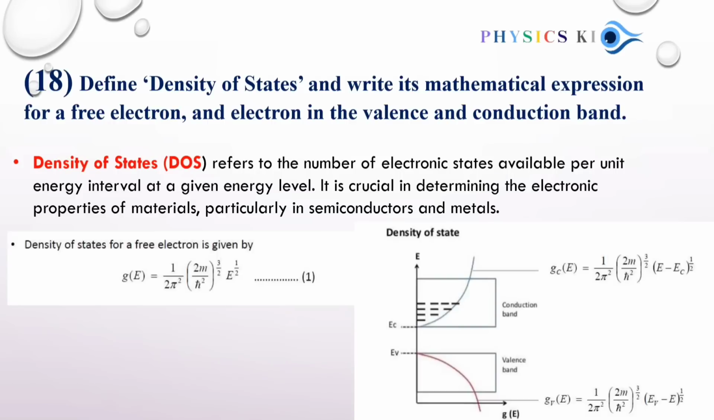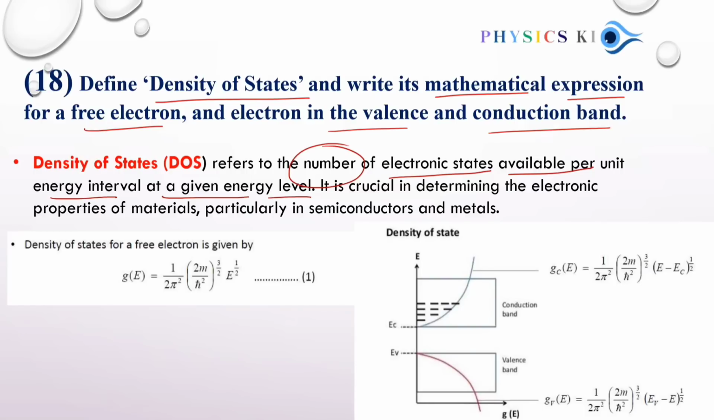Next question: define the density of state. First define it. Then write the mathematical expression for free electrons, valence and conduction band. Very simple question. Everyone knows density of state is the number of electronic states available per unit energy interval at a given energy level. It is crucial in determining the electronic properties of a material, particularly in semiconductors and metals.